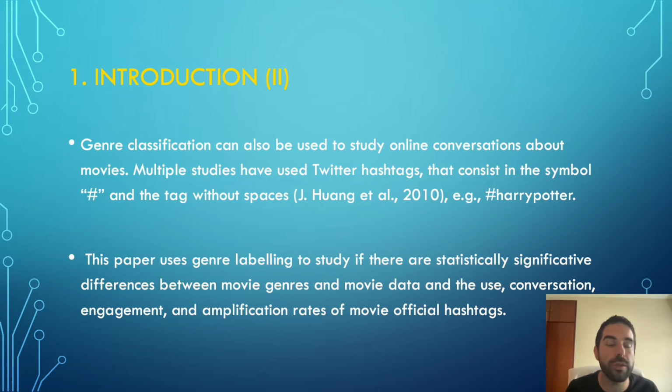This paper uses genre labeling to study whether there are statistically significant differences between movie genres and the variables related to the movie and to the conversation: the use, the engagement, and the amplification rate of the official hashtags from these movies. For that, we are going to use the social media platform Twitter.